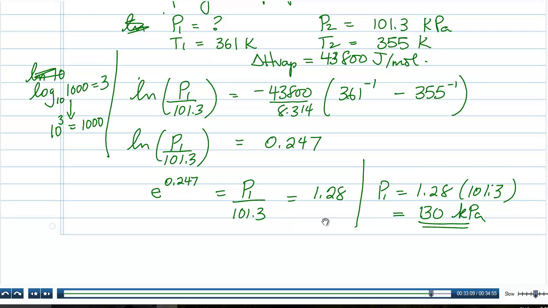The vapor pressure at temperature, rather. Did I get that right? Yeah, the vapor pressure at 361 Kelvin. Sorry, it's late. Anyway, I hope that helps.